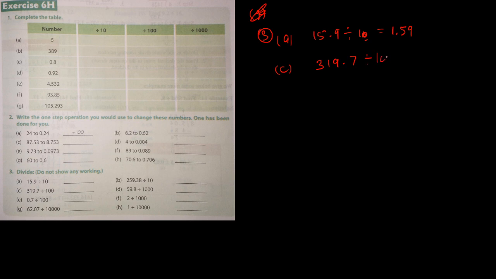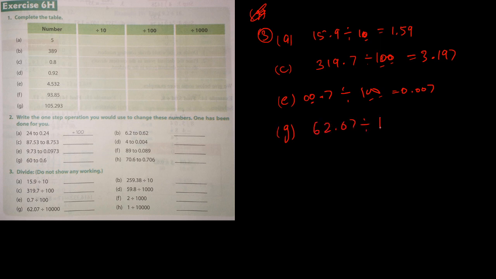Now question C says 319.7 divided by 100. Now 100 has 2 zeros. So this decimal will shift 2 digits and the answer will be 3.197. Now question E, 0.7 divided by 100. Now this 100 has 2 zeros. So this decimal will shift 2 digits, but here only 1 digit is there. So increase zeros and the answer will be 0.007.